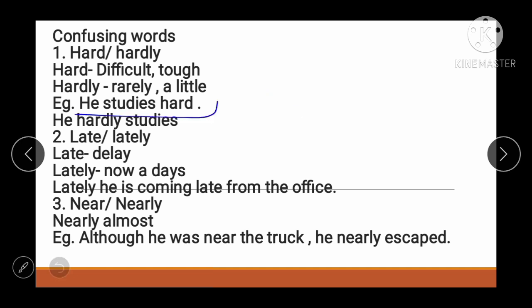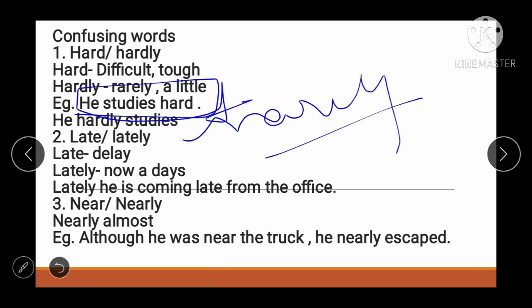Then let's see an example. He studies hard, but he hardly studies. He studies hard means he studies in a tough, difficult manner, and he hardly studies means he studies a little. You could say, he studies a little.